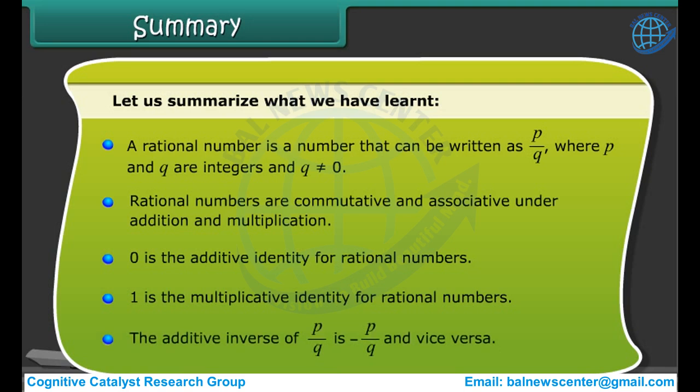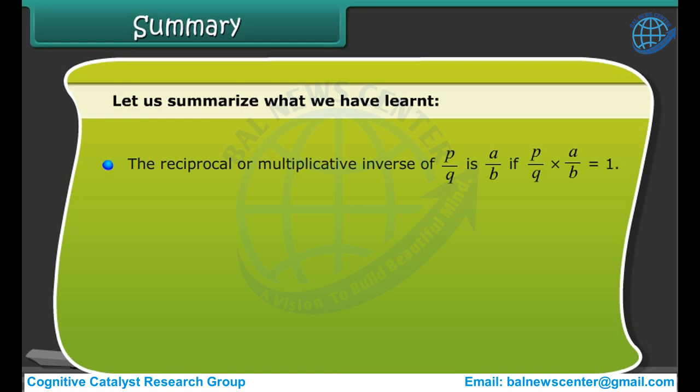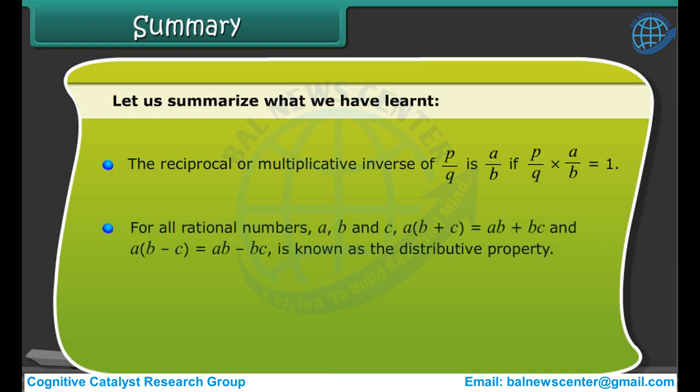The additive inverse of P upon Q is minus P upon Q and vice versa. The reciprocal or multiplicative inverse of P upon Q is A upon B if P upon Q into A upon B is equal to 1. For all rational numbers A, B and C, A into (B plus C) is equal to AB plus AC and A into (B minus C) is equal to AB minus AC, known as the distributive property.